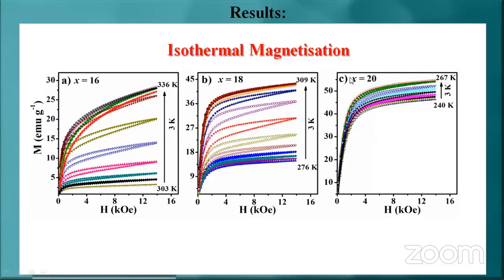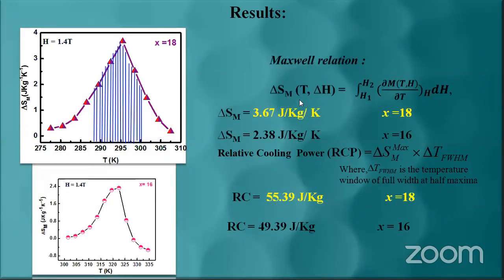So using the M-H curves and also using the Maxwell equation, we have obtained the isothermal magnetic entropy change for the 18 and 16 samples, and we got at 296 Kelvin a maximum delta S_M value around 3.67 joule per kg per Kelvin, obtained for 1.4 Tesla, and also for the 16 sample 2.38 joule per kg per Kelvin obtained at 315 Kelvin.